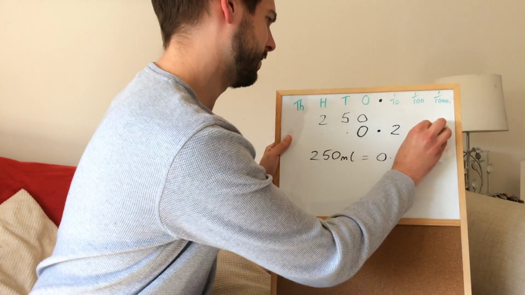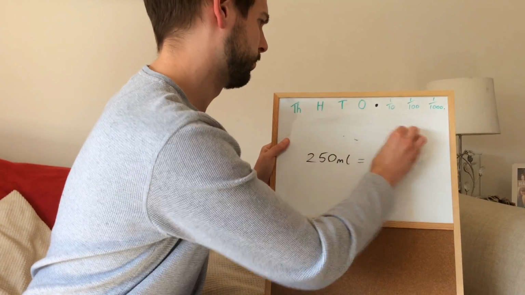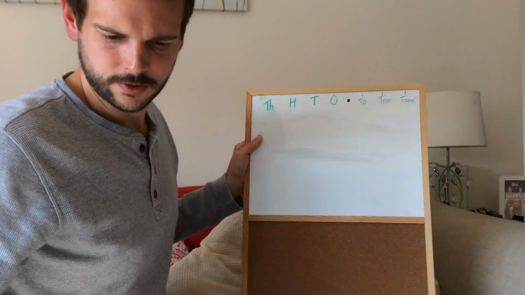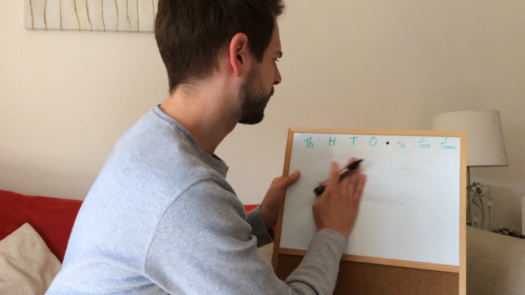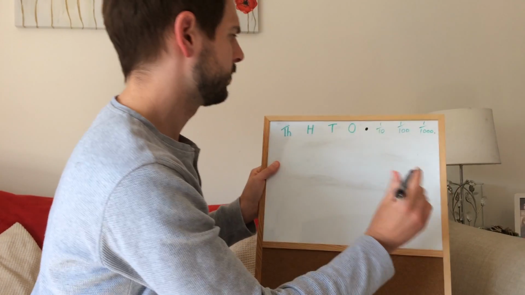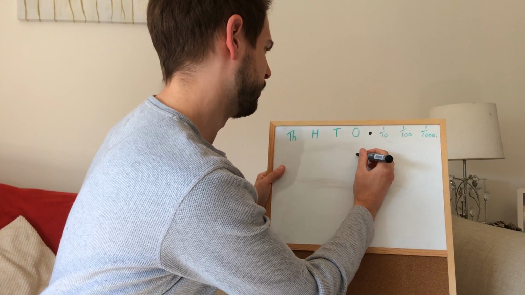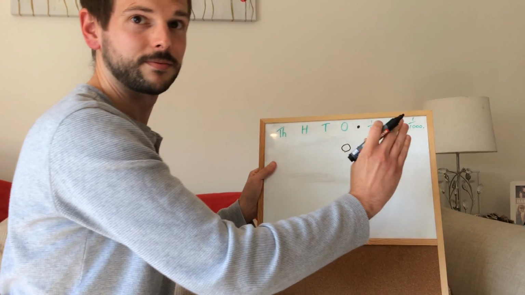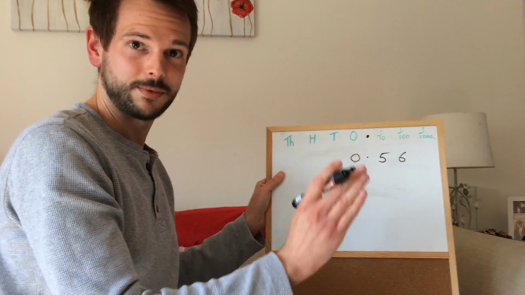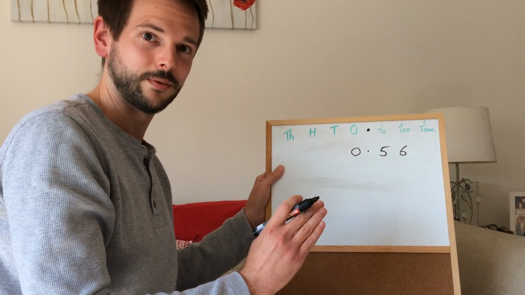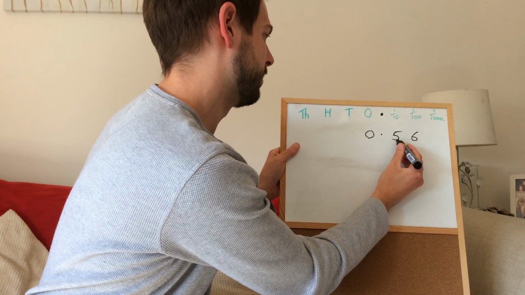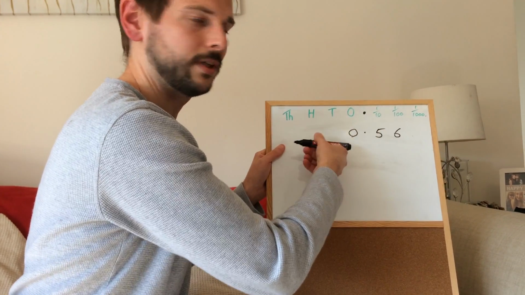So say if I had something like 0.56 litres, okay, I would need to times that by 1,000 in order to find out what they are in millilitres. Okay, so I'm going to move my 5 3 places larger.